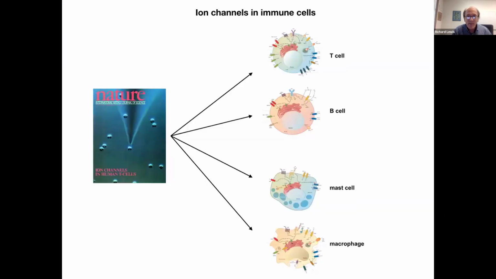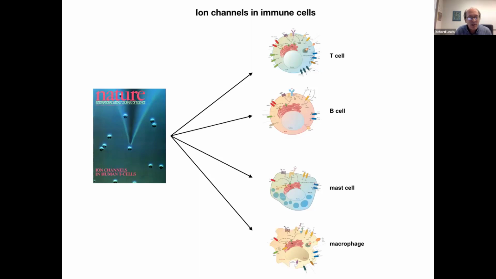So I'll just start here. The first identification of ion channels in immune cells really started with the application of patch clamp techniques to record ionic currents in human T cells in 1984. And this was work from Mike Cahalan's lab and Carol Deutsch's lab.